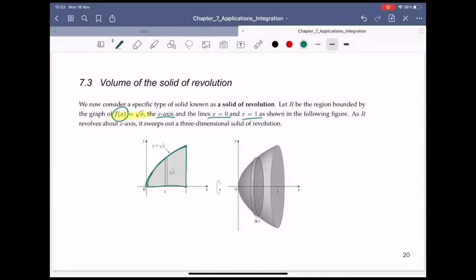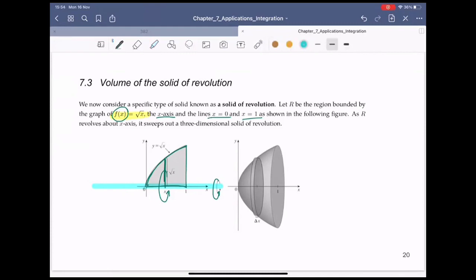I rotate this thing about the x-axis. When I say rotate, it means I use the x-axis as my axis of revolution. And you can imagine that I rotate, and I get something like a bowl here. Does it make sense? I will get a three-dimensional bowl. So this is called the solid of revolution.